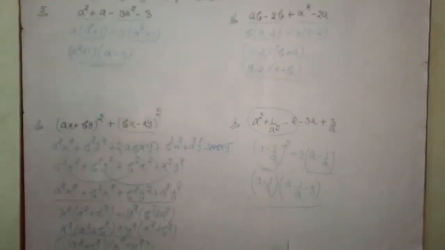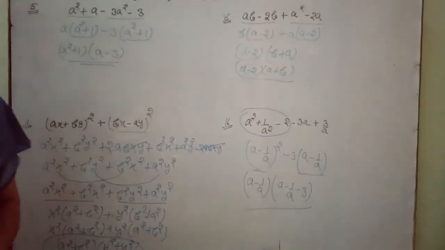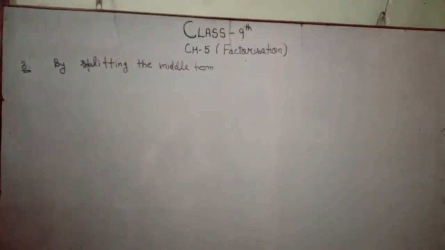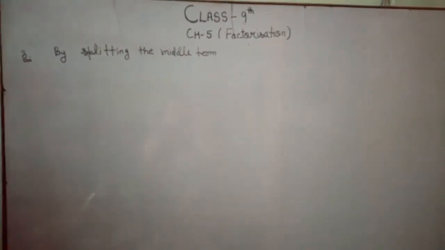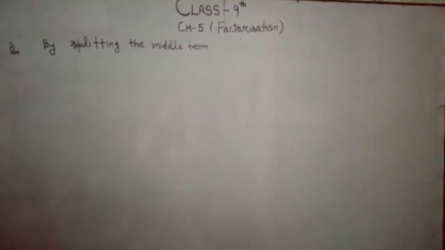Okay, next we take the method for second exercise 3. Student, then the third method is by splitting the middle term. This is our third method.